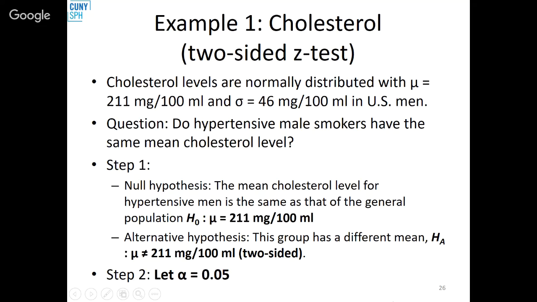So here's an example. Cholesterol levels are normally distributed with a mean of 211 and a standard deviation of 46 in men in the United States. And then there's this question: do hypertensive male smokers have the same mean cholesterol? So step one is to write out the null hypothesis, H0: mu equals 211 milligrams per 100 milliliters, and the alternative hypothesis, HA: mu is not equal to 211, where mu is the mean cholesterol level for hypertensive men. Step two, let's set alpha equal to 0.05.